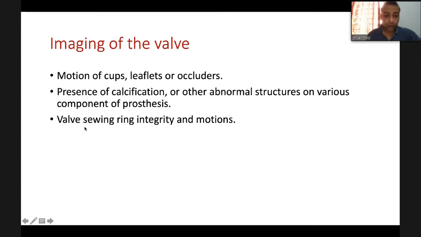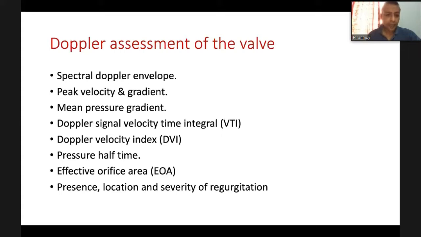You also look for valve sewing ring integrity and motion. The valve sewing ring, you already know, is where the valve is attached. It is a sewing ring; the surgeon sews the valve. This ring is very important, whether it is intact or not. It can determine the motion of the valve, whether the base of the valve motion is normal or not. Then you have to assess by Doppler assessment of the valve.